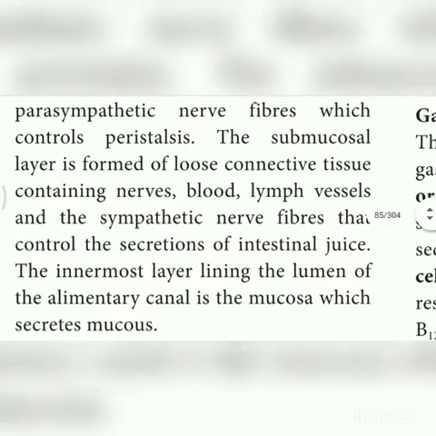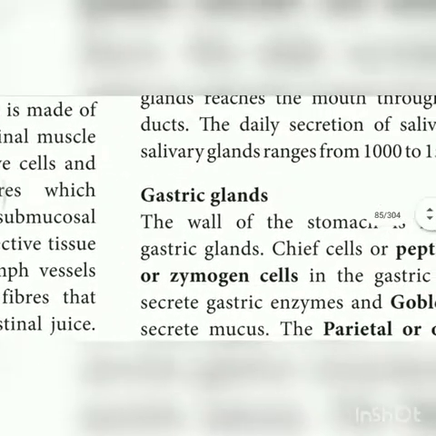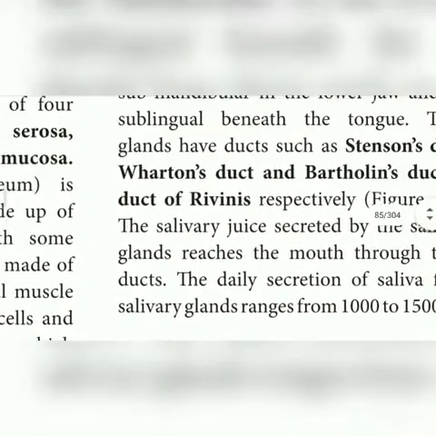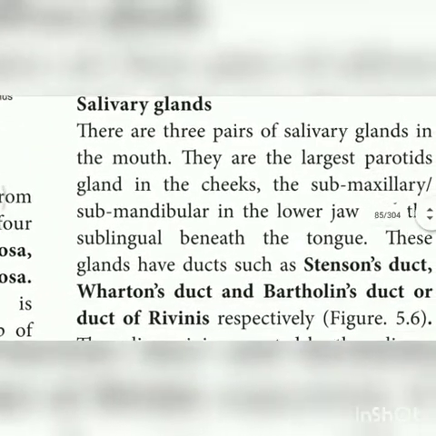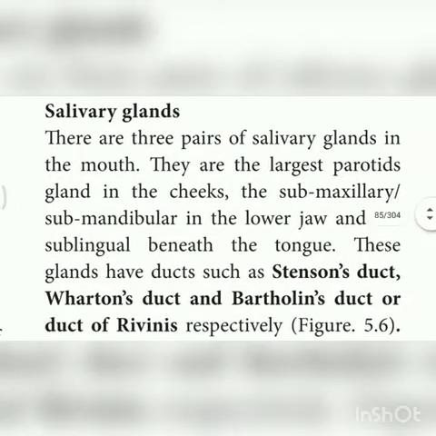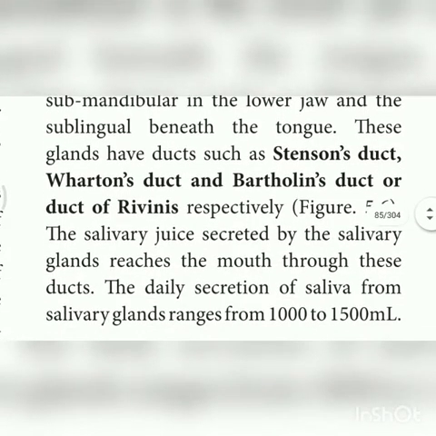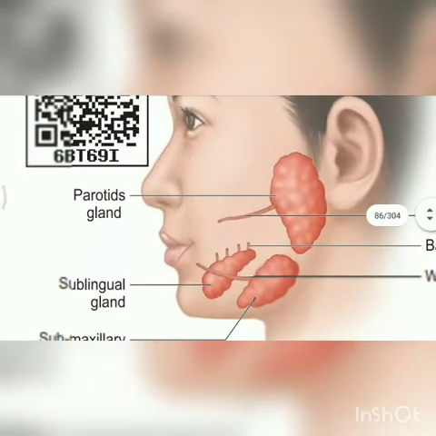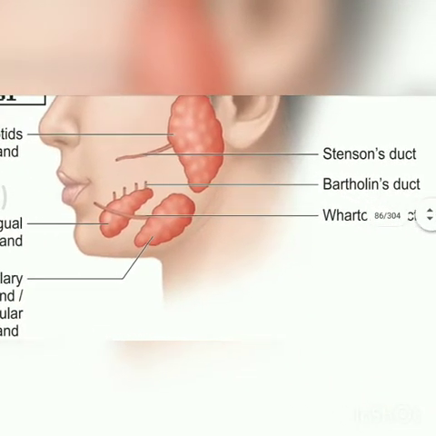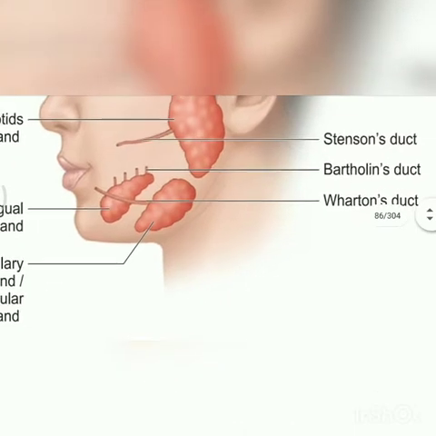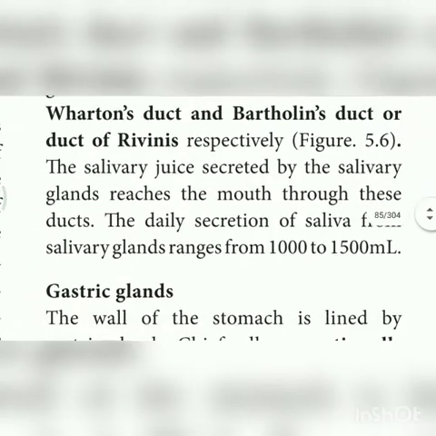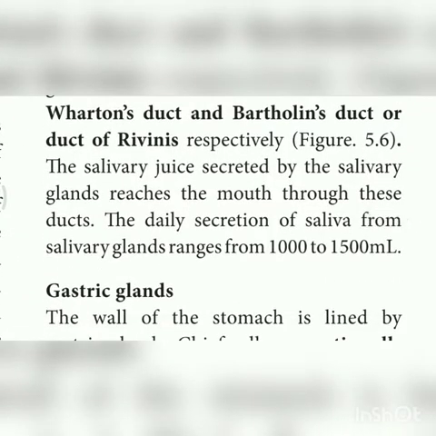And in digestive glands, we have to go through the salivary glands and gastric glands. There are three types of salivary glands: parotid, submaxillary, and sublingual. There are several ducts found in these glands. You have to know the duct which arises from each gland. The question will be asked like this: the duct which arises from the parotid gland is dash, Stenson's duct. So a question like this will be asked.